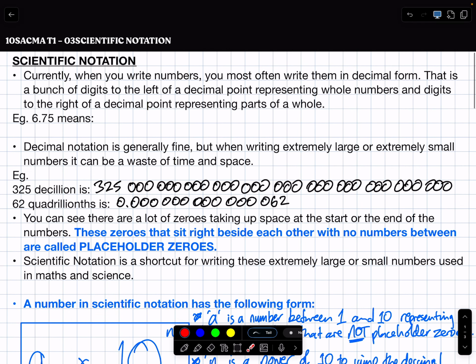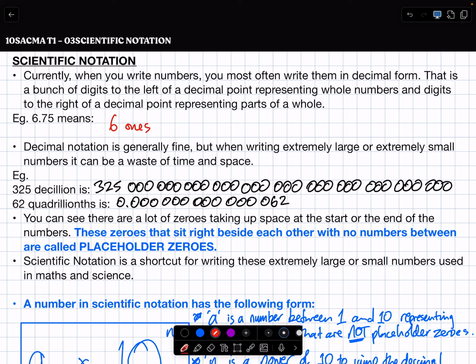So today's lesson is about something called scientific notation, right? Currently, when you write numbers, you write them in decimal form. So what does that mean? It's a bunch of digits to the left of a decimal point and a bunch of digits to the right. So 6.75. Can you actually tell me what 6.75 means? The 6 means what? 6 tens? 6 ones? What does it mean? 6 ones. So the 6 means 6 ones.